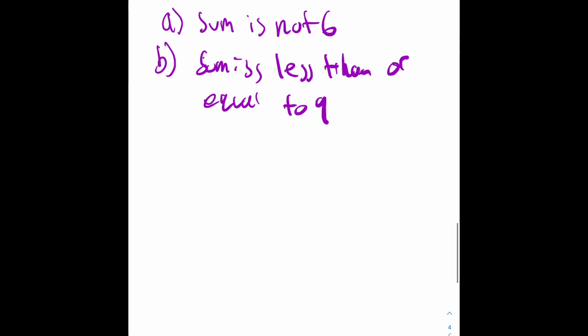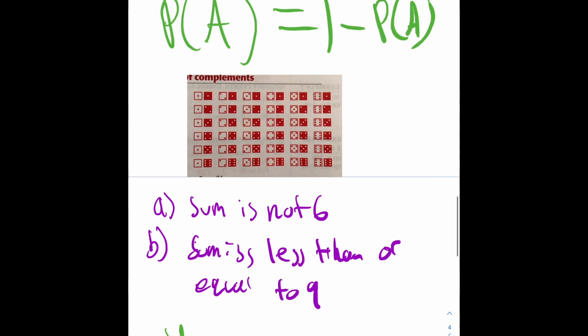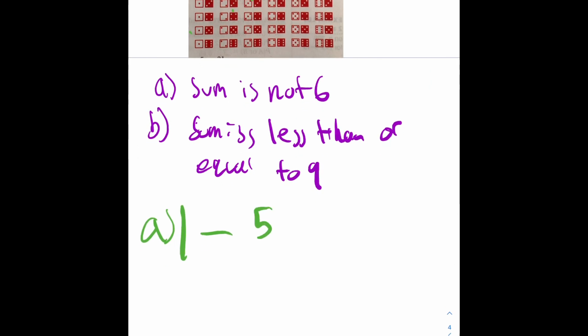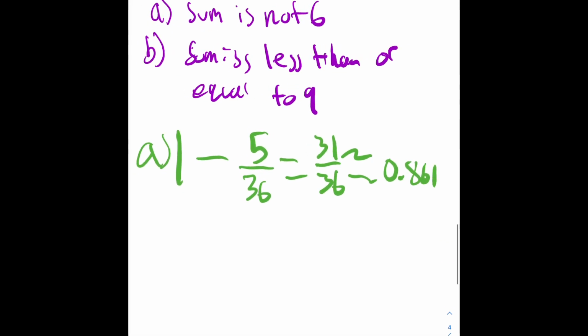So what I'm going to do is I'm going to find the times that the sum is 6, and then I'm going to subtract it. So the sum is equal to 6 at 1 and 5, 2 and 4, 3 and 3, 4 and 2, and 5 and 1. So that gives me a total of 5 out of 36. So that's going to give me 31 out of 36, which is about a 0.861, or 86.1% chance.